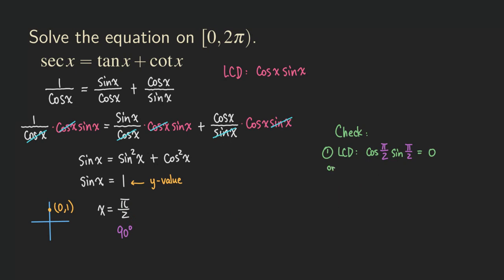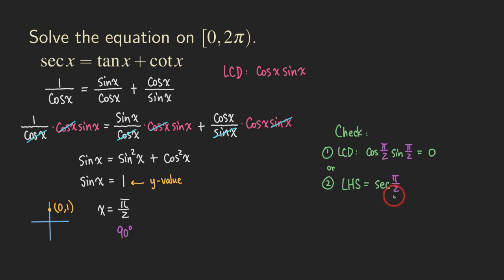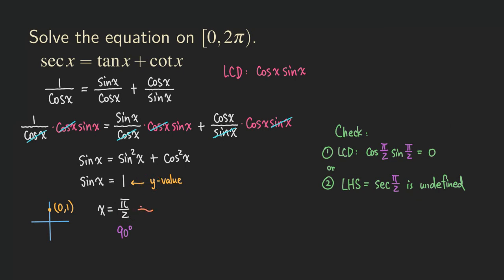Or you can simply do something else like this. If you plug it back into the original equation, you check the left-hand side of the equation, right? The LHS stands for the left-hand side. The left-hand side of the equation is secant x, but x is just pi over 2, right? If you plug that in there, then there is no value for this one. So this one is undefined. And so from the checking, both cases, it doesn't matter which one you check, it tells us that this solution right here is an extraneous solution.